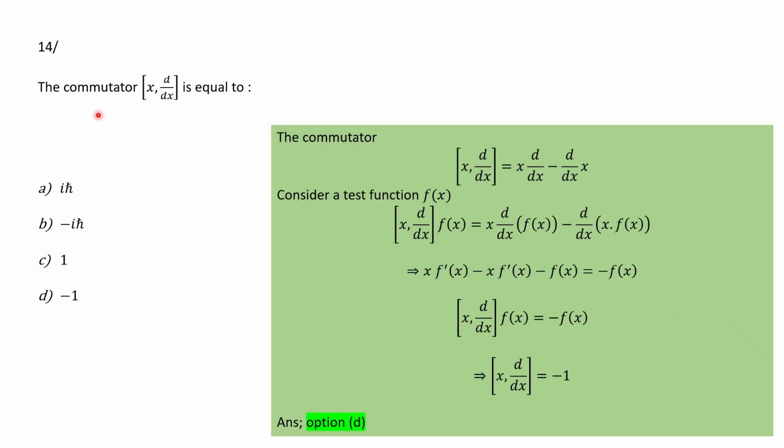Then the commutator of x d/dx is equal to, so here we have to find the commutator. Okay, so the commutator of x d/dx can be written as x d/dx minus d/dx x. Consider a test function f(x). We have taken a function f(x) outside. So we can write this as x d/dx f(x) minus d/dx x f(x).